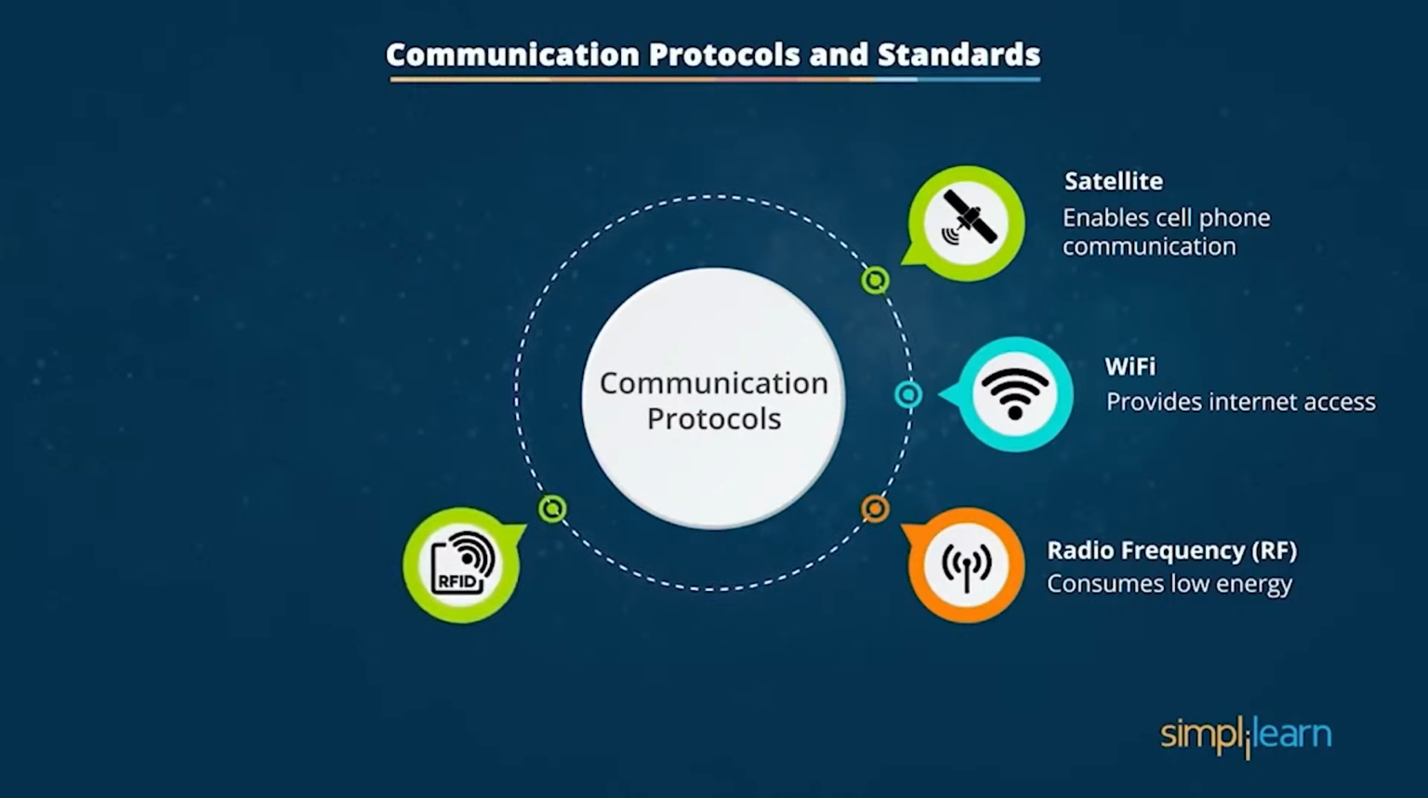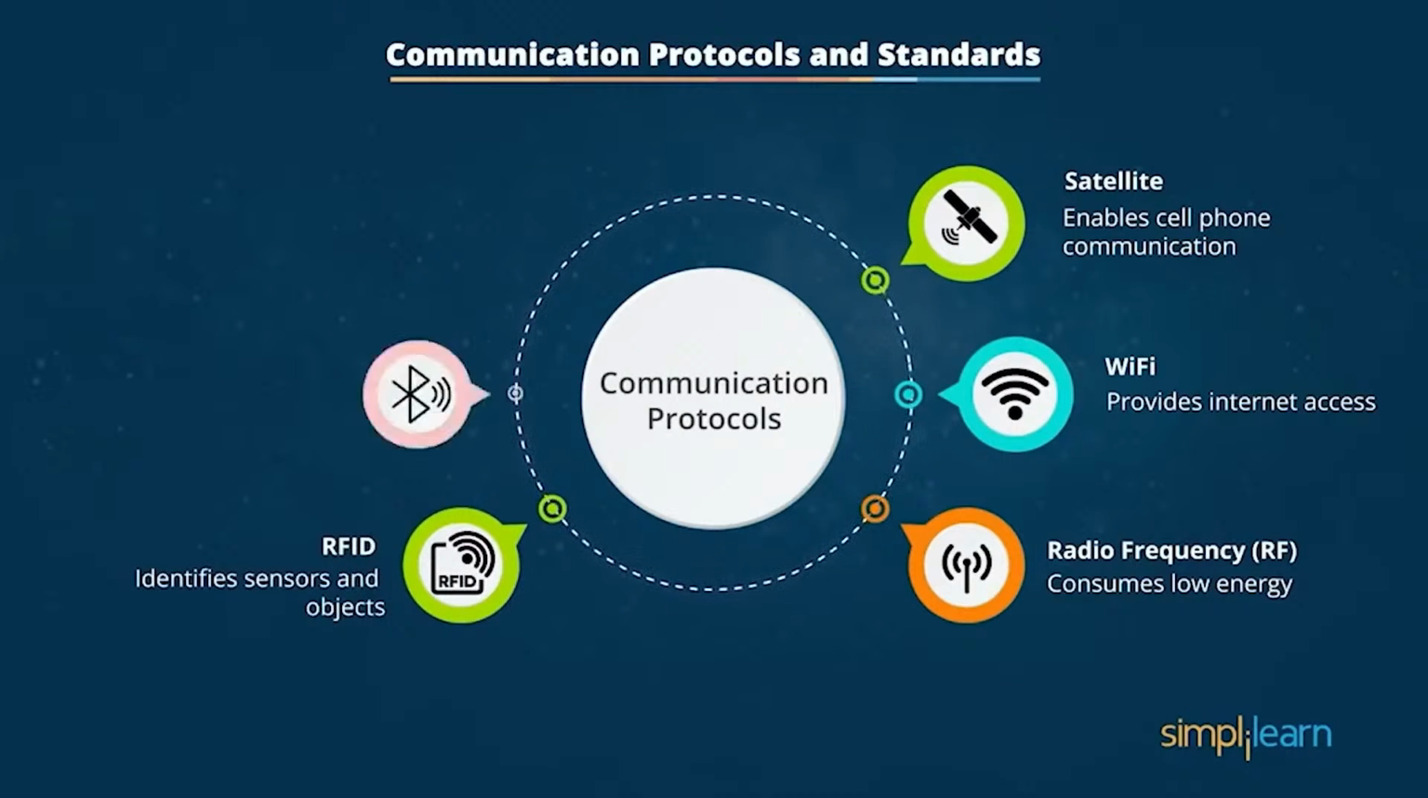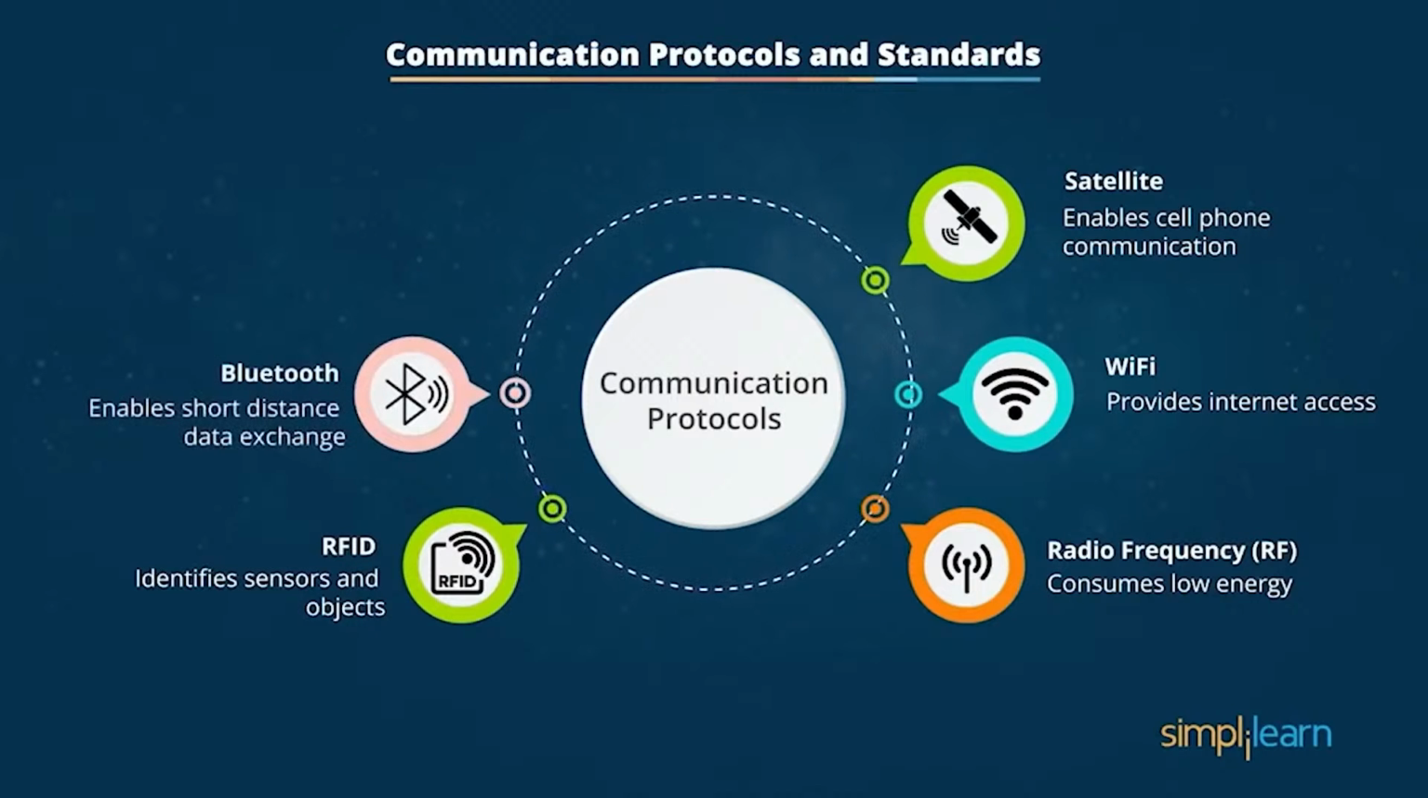The fourth in this list is the RFID. It uses wireless electromagnetic fields to identify sensors and objects. The good thing about it is that it does not require power. The fifth is Bluetooth, which is useful for short-term and short-distance data exchange. It is present in every smartphone and has sensors.